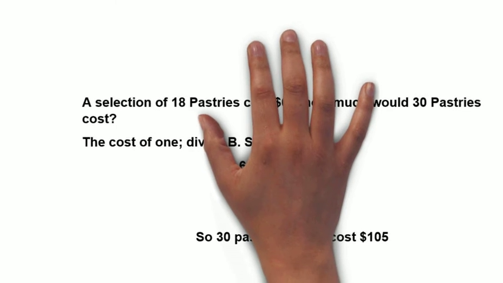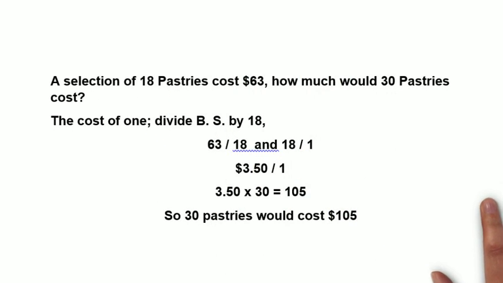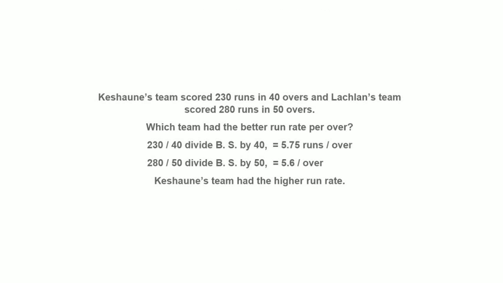Now I like pastries, a lot of people do. If 18 pastries have cost me $63, how much would 30 pastries cost me? Again, I want to find the rate for one. That's the cost for one. Divide both sides, 63 is to 18, by 18, and I get $3.50 for one. So if I multiply $3.50 by 30, it's $105 I would pay.